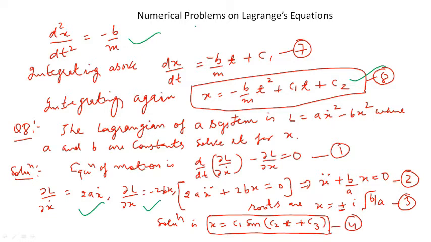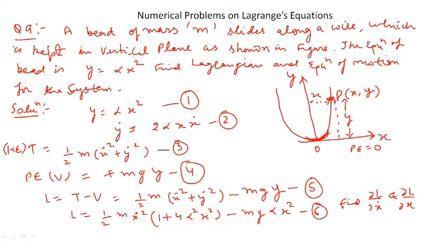When we put these values in equation number 1, then we find that x double dot plus b upon a x is equal to 0. It is a second order differential equation. When we solve it, the roots are imaginary and these are plus minus i root b upon a. So when roots are imaginary, the solutions are of the form x is equal to c1 sine (c2 t plus c3). We know it from differential equations.